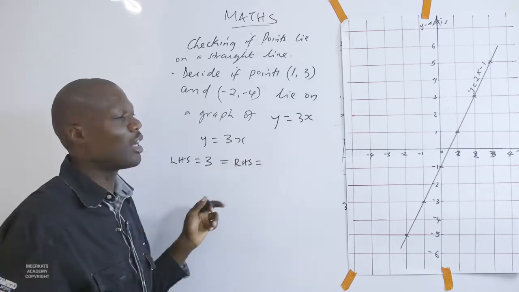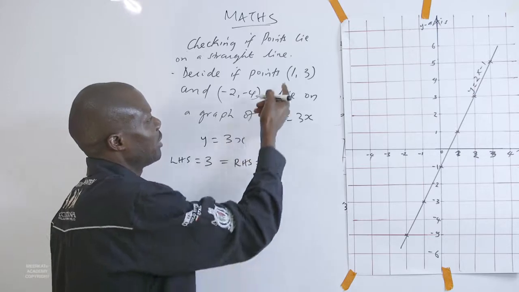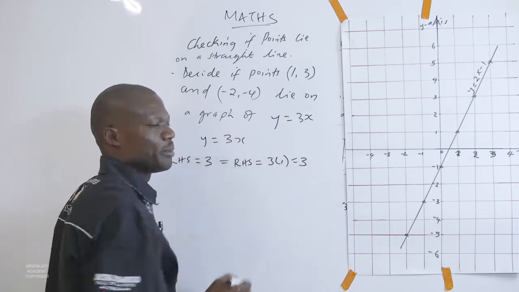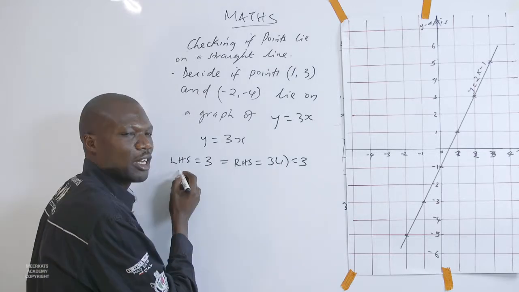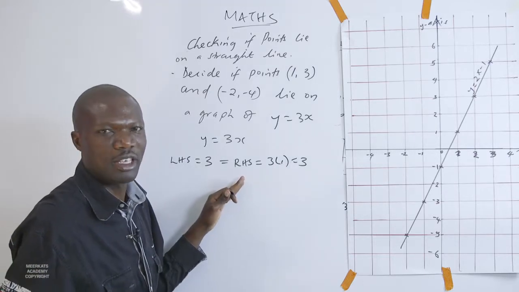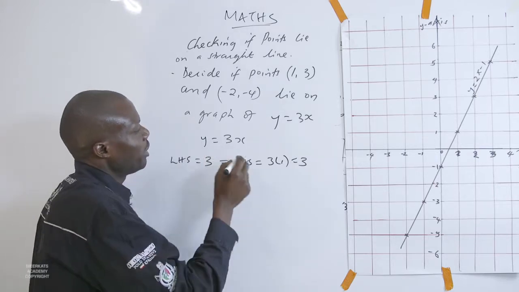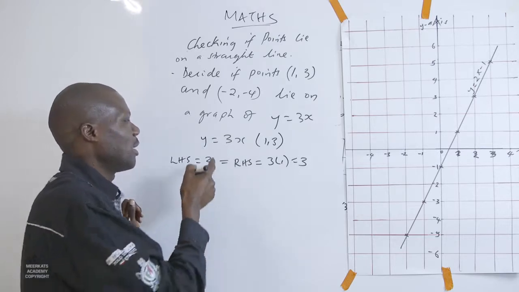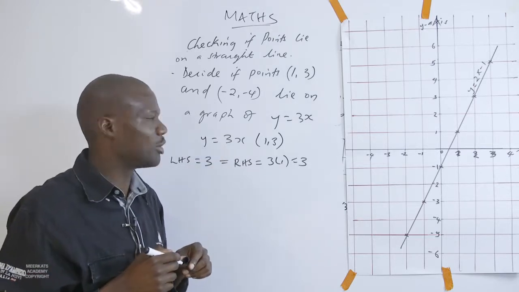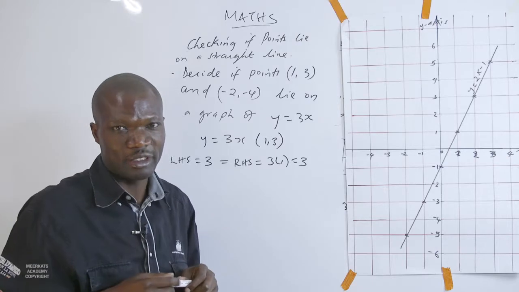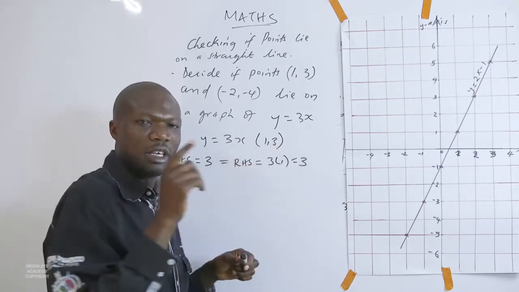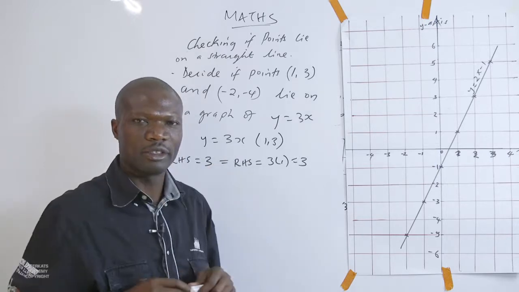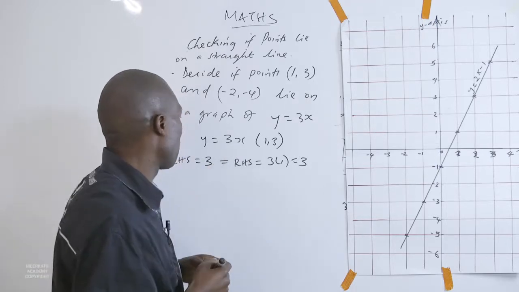And right-hand side we have 3x. And x is 1. So this is 3 into 1, which is equals to 3. So you find that the left-hand side is equals to the right-hand side. Therefore, the points lie on the line y is equals to 3x. So we've confirmed that that point 1, 3 lies on this line, if you plot it on the graph.